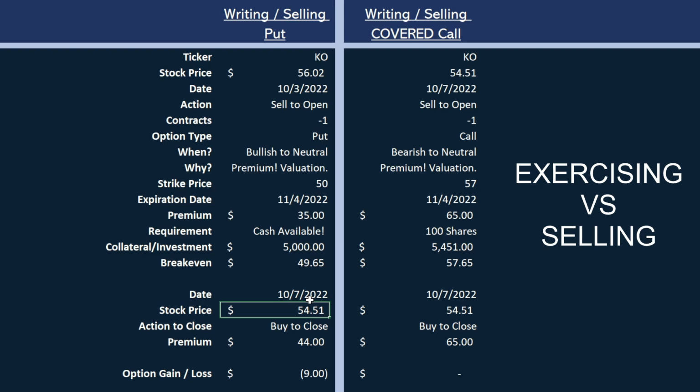But options, until expiration, always have time value along with intrinsic value. So if they sell to close the option instead, they will get the intrinsic value plus the time value of the option. So exercising would be worth less, and actually trading the option would be worth more.